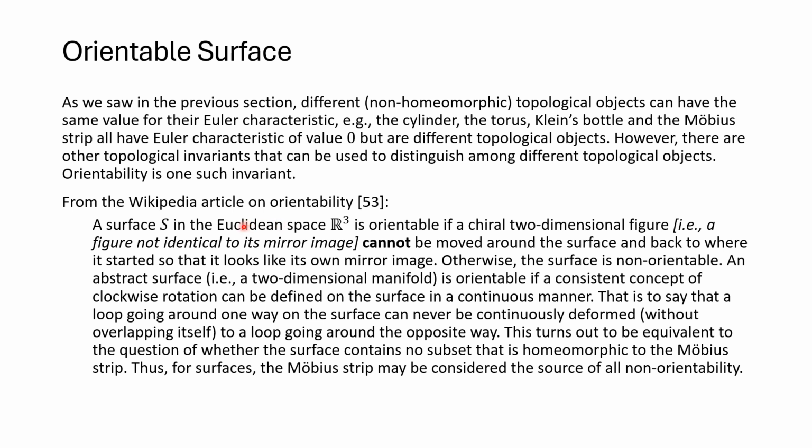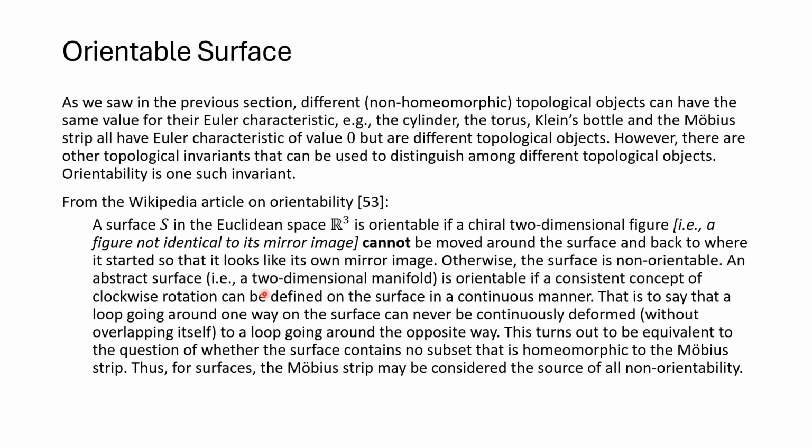Here's a quote from Wikipedia, which I'll read quickly. A surface S in Euclidean 3-space is orientable if a chiral two-dimensional figure, and this term chiral is not common, but it's a figure not identical to its mirror image, so you could take something like a clock, cannot be moved around the surface and back to where it started so that it looks like its own mirror image. Otherwise, the surface is non-orientable.